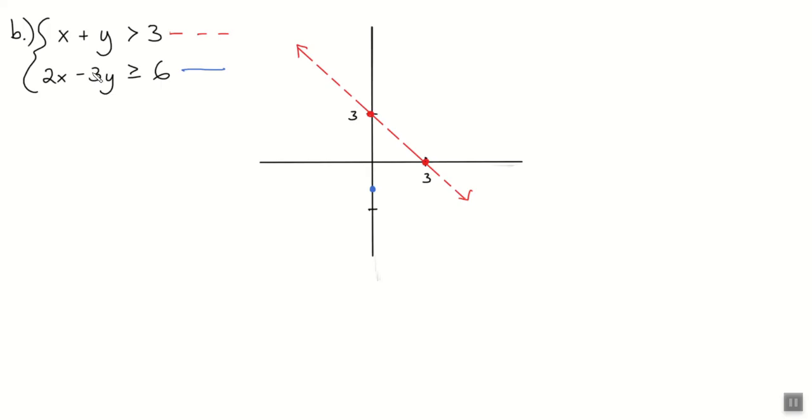Okay. What if y is 0? What would x have been? 3. So there's that one too. Do I have 2 blue points? I'm going to connect them. Now, in my head, again, I want to stress, we can do the x's every time. I'm good with it. What test point could I use for the blue line?